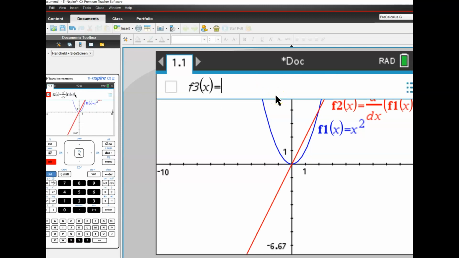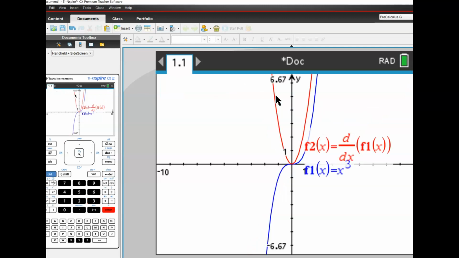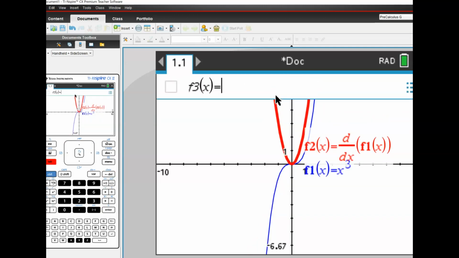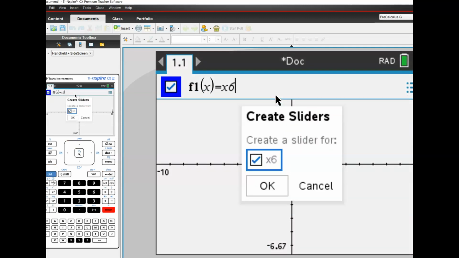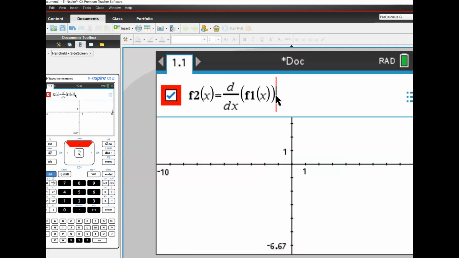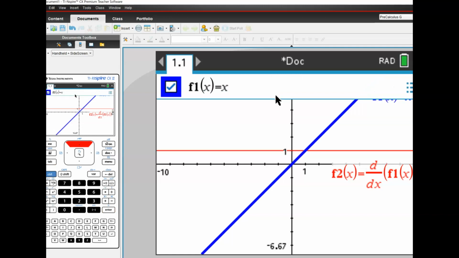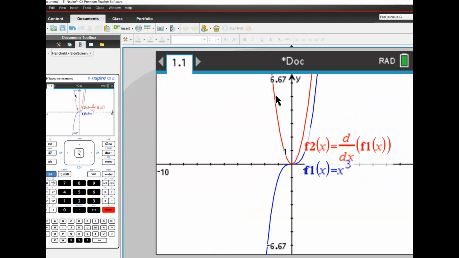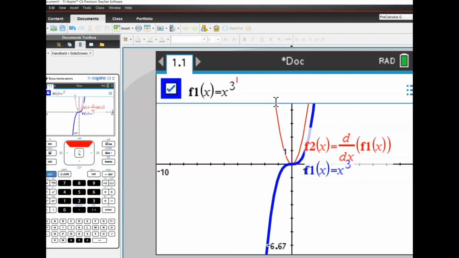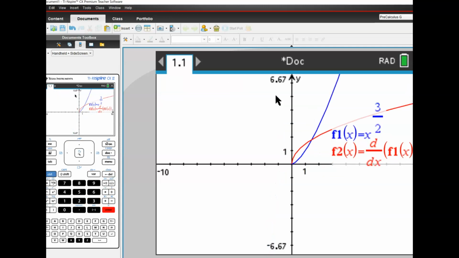The cool thing with having this entered is if I go here and I change this to a cube, it shows me the derivative graph. It still does it. I can change this to 6. So if I say X, here's the derivative. If I go up here and change it, maybe I want this to be to the third power. Let's change it. I'm going to put it to the 3 over 2 power.